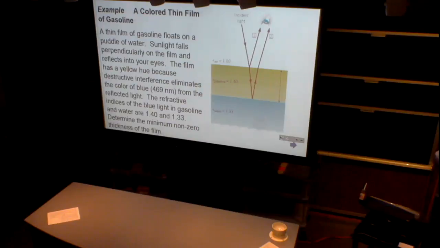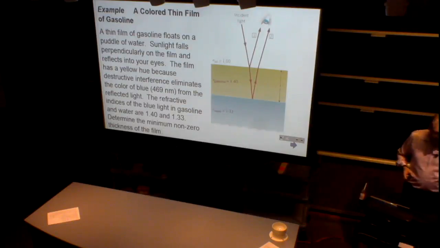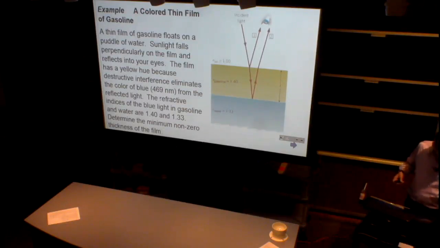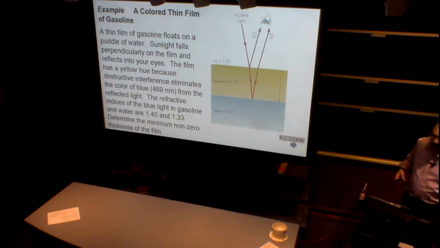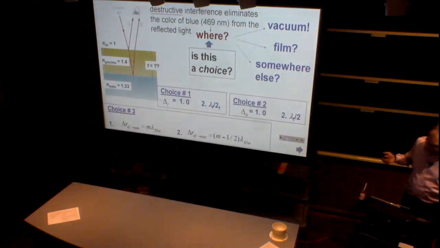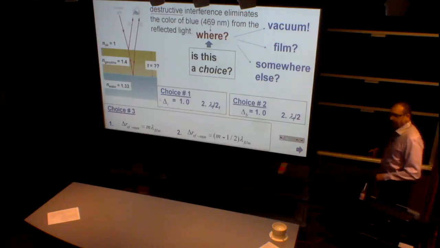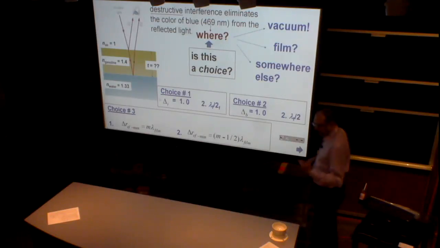So, another example of a thin film interference. But before, good morning. So, that's a standard situation. What is a thin film interference situation? When we have a thin film between two large media.